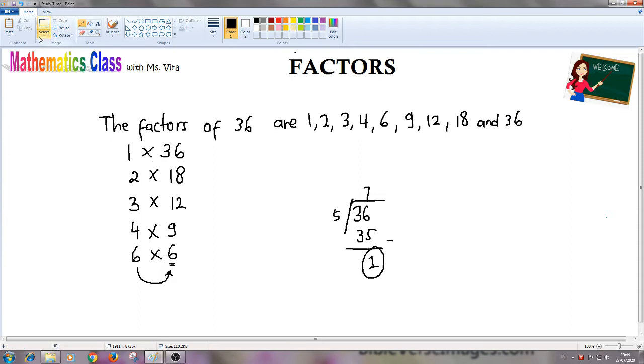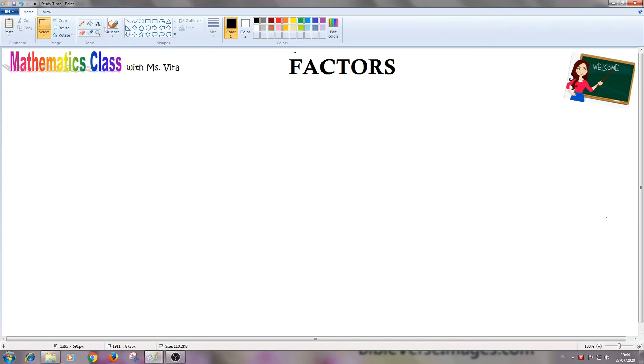Okay, let's try to find the factors of another number, a bigger number. So find the factors of 54. Again, the same. We need to find out the pairs of numbers that give 54 as their product. And we need to start with, yes, 1 times 54.